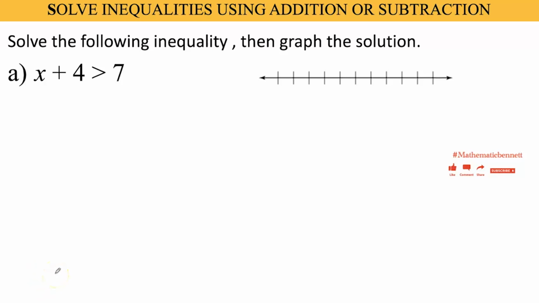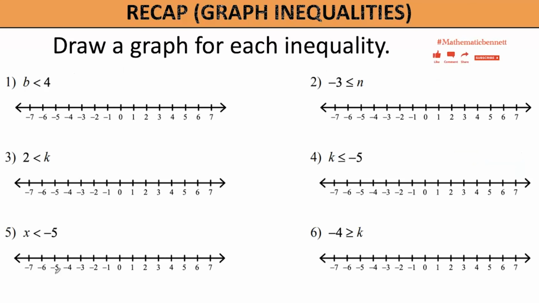Good day, people. Today we're going to solve inequalities using addition or subtraction. But first we're going to recap graphing inequalities. So we have b is less than 4. So we put a circle over 4 and we draw an arrow to the left. And remember, it's an arrow, so it never stops. You notice our circle is not shaded because it cannot be equal to 4 as well.